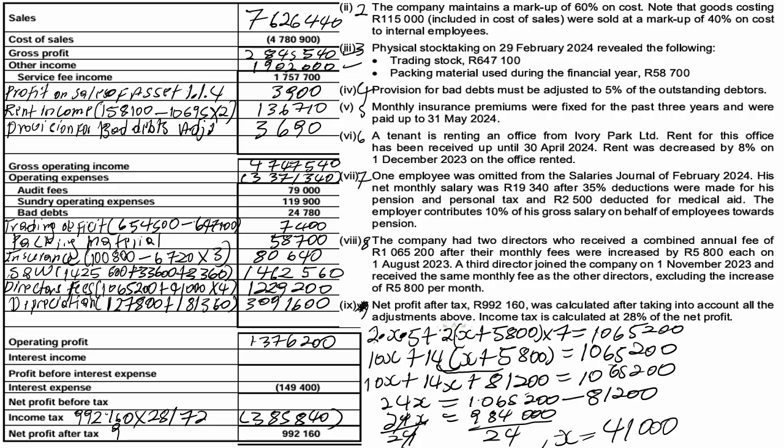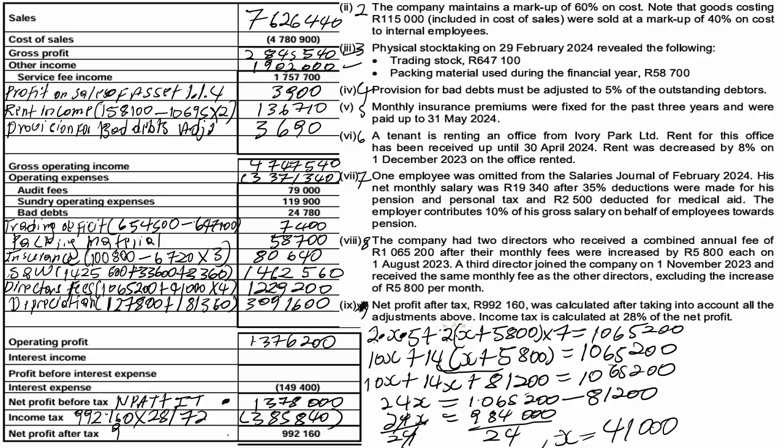385,840. Okay, so to calculate now the net profit before tax, so it's going to be the net profit, NP, net profit after tax, plus what? The income tax, plus income tax IT, right? And then you should get a net profit before tax of 1,378,000, right?